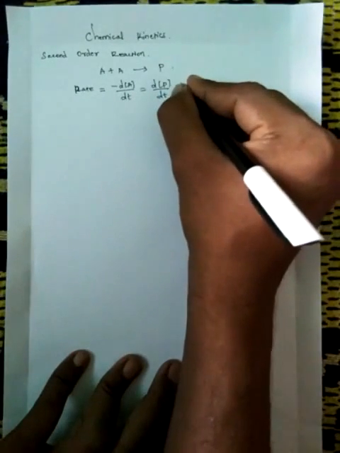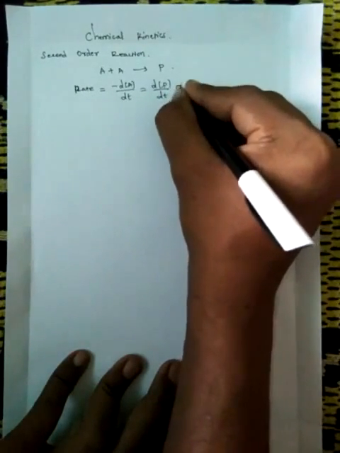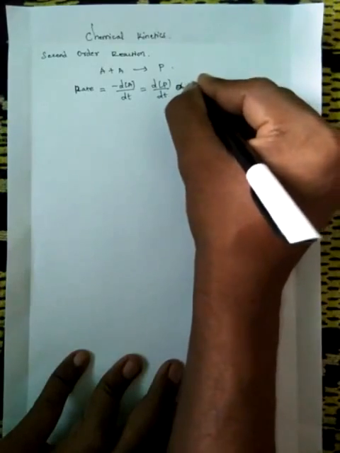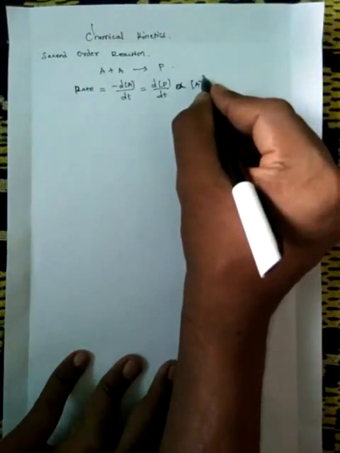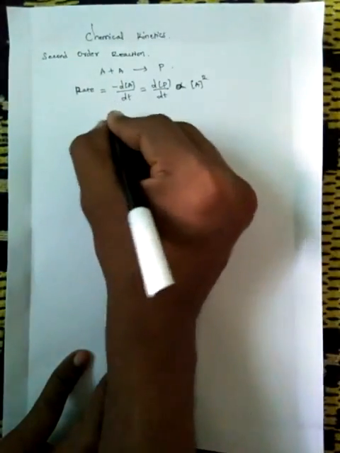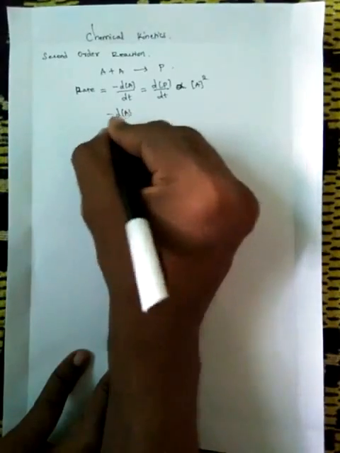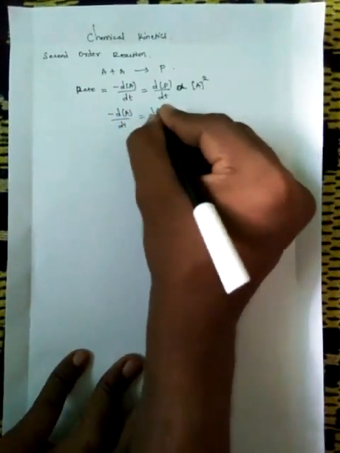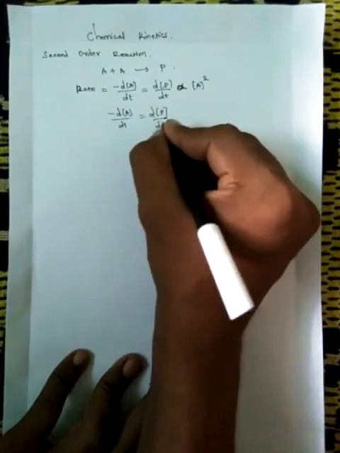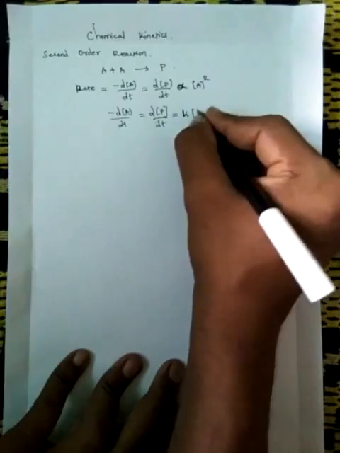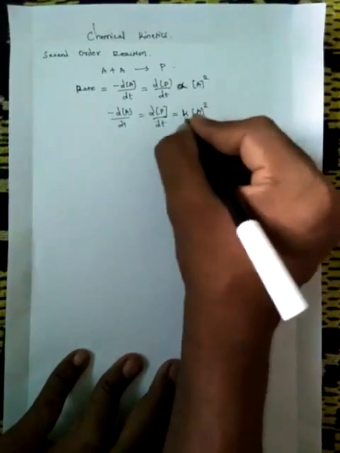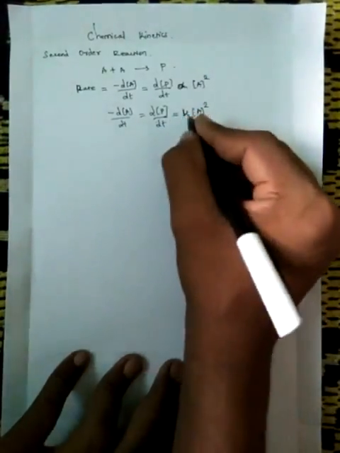equal to, it is directly proportional to the concentration of A power 2. I'm talking about a second order reaction, hence I'm writing 2. So the rate is equal to, a proportionality constant K is introduced, which is known as the rate constant.